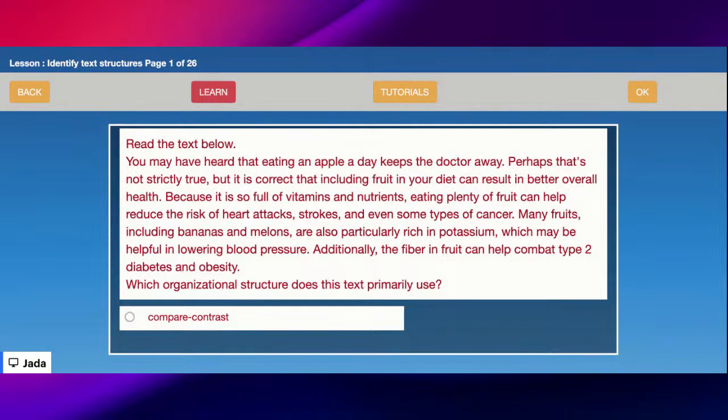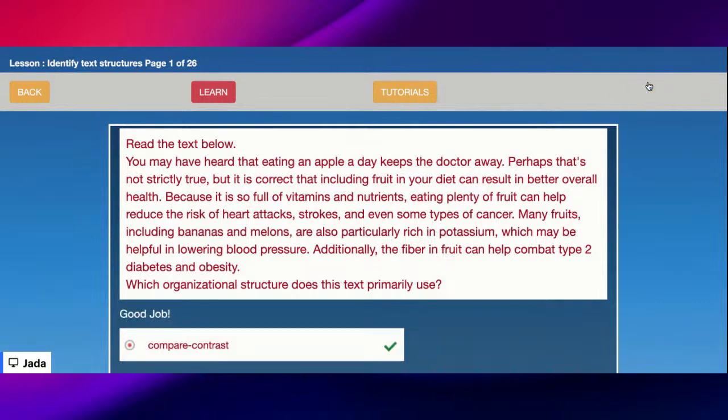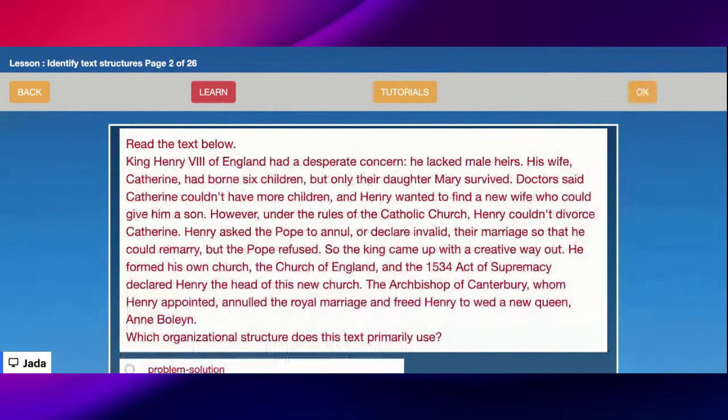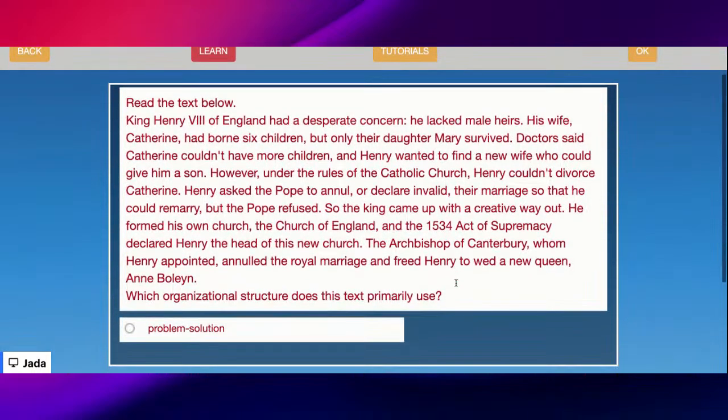It's compare and contrast. So it uses the compare and the contrast. It's comparing different fruits and then giving you the importance as well. Then this is about King Henryville, and we can see that it was a problem solution.